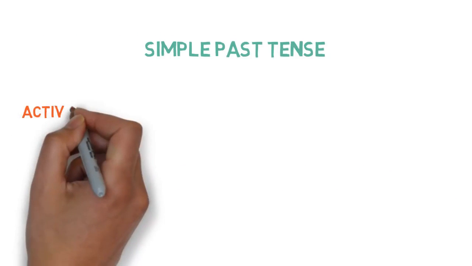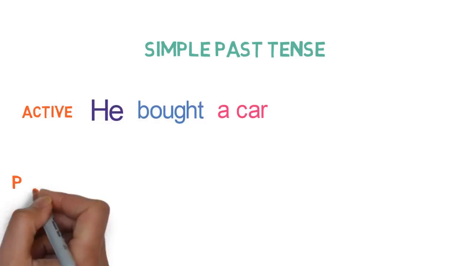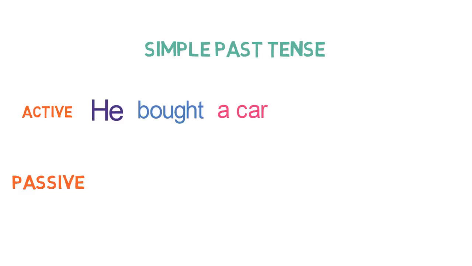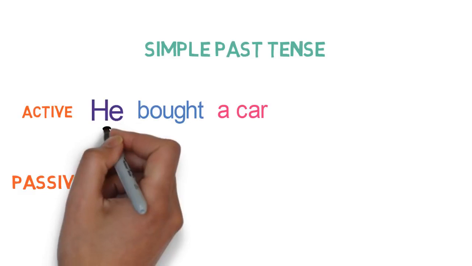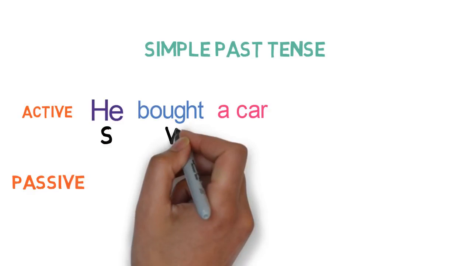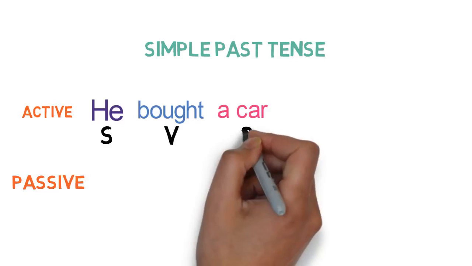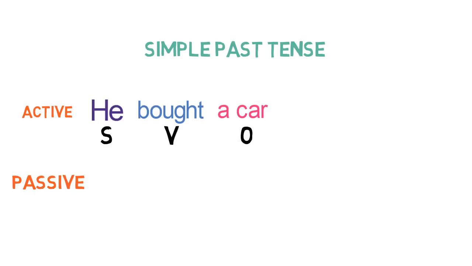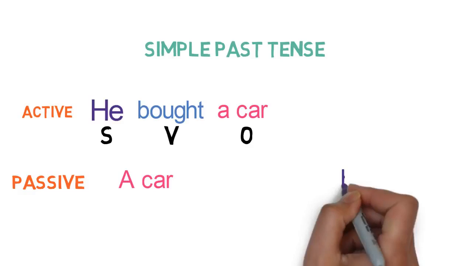Now let's see an example of simple past tense. Active sentence. We bought a car. Passive sentence. Firstly, we need to identify subject, verb and object. Here we is the subject, bought is the verb and a car is the object. Now let's swap the position of subject and object. So here it will be a car and at this position it will be us.